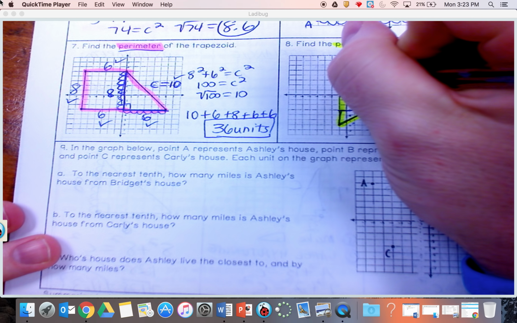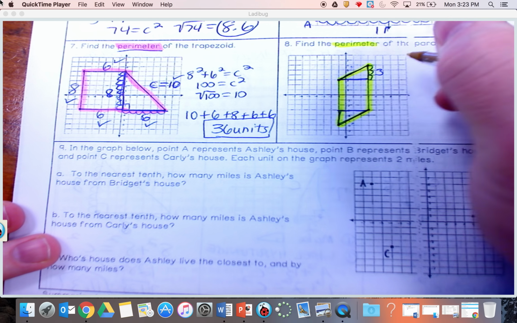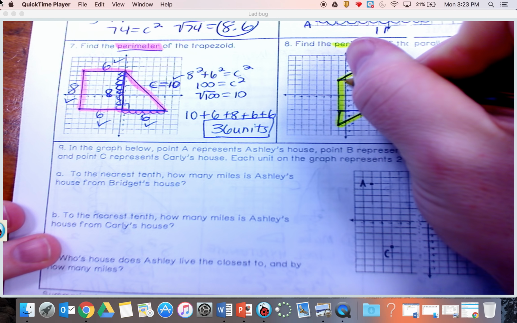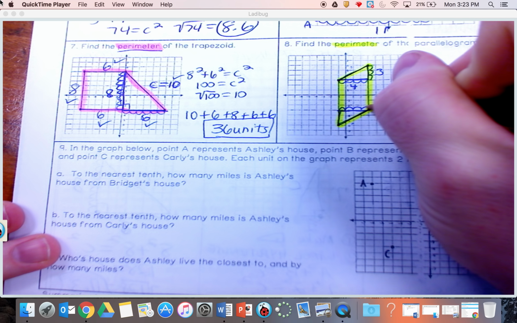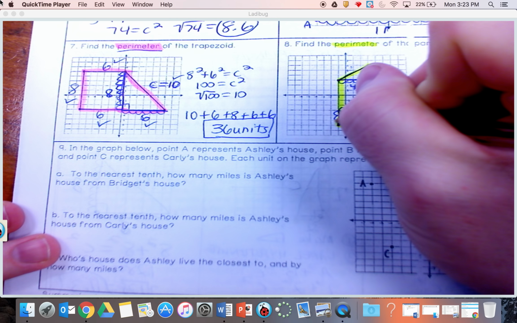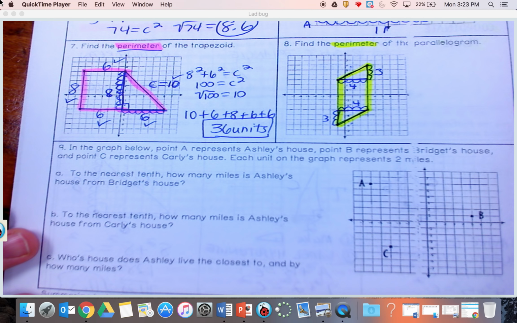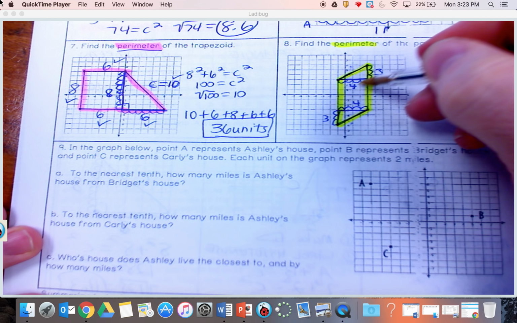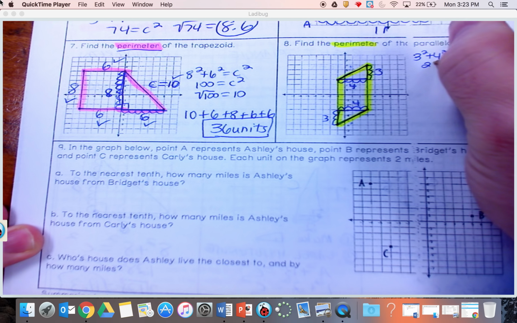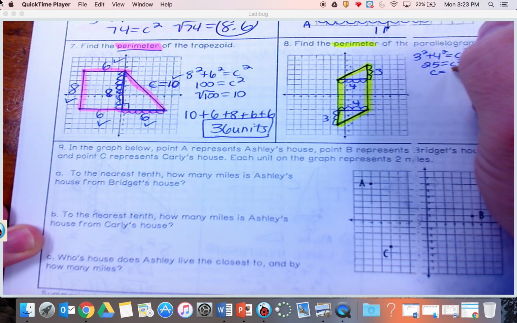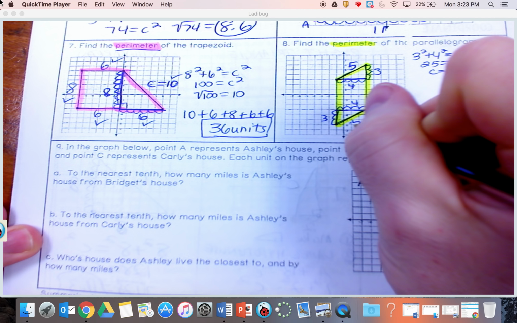So if I do this here, I know I need to find how long my sides are. So that's 1, 2, 3. And this is 1, 2, 3, 4. And it should be the same thing here. 1, 2, 3, 4. 1, 2, 3. Okay? So now I can just find my diagonal. So if I find my diagonal, it's a 3 by 4. So 3 squared plus 4 squared equals c squared, I'm going to get 25, and my c is now 5 by the square root. So I know that's 5, I know that's 5.